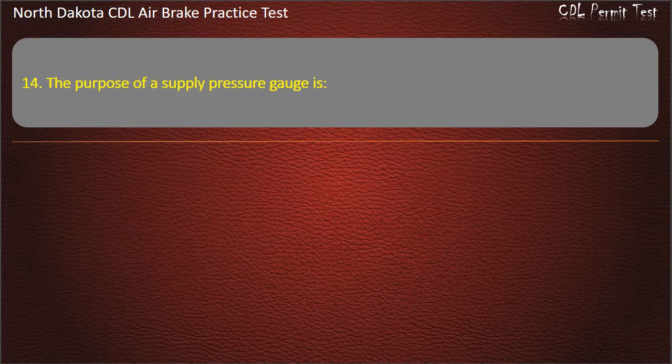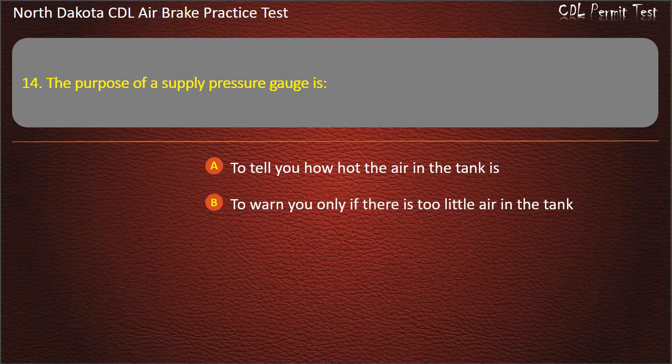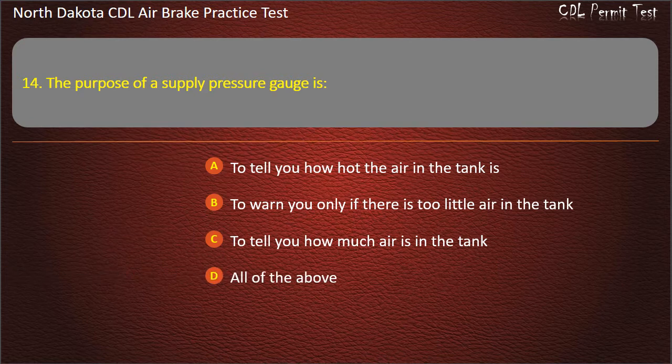Question 14. The purpose of a supply pressure gauge is? To tell you how hot the air in the tank is. To warn you only if there is too little air in the tank. To tell you how much air is in the tank. All of the above. Answer. To tell you how much air is in the tank.